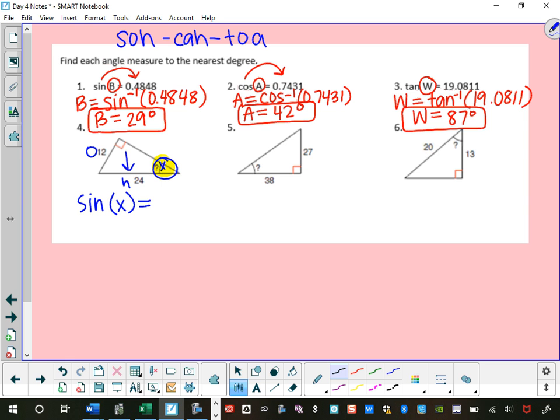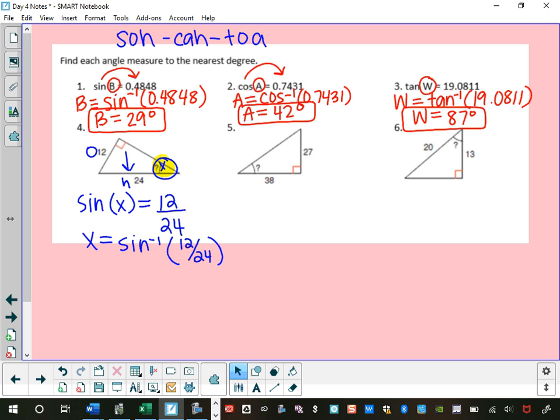I don't know what that angle is. Sine of x is going to be equal to, what's opposite? 12. What's hypotenuse? Good. We're almost there. So now I want to get x by itself because I need to figure out what that angle is. So this sine needs to move to the other side. So it's going to be the inverse of sine times 12 divided by 24.